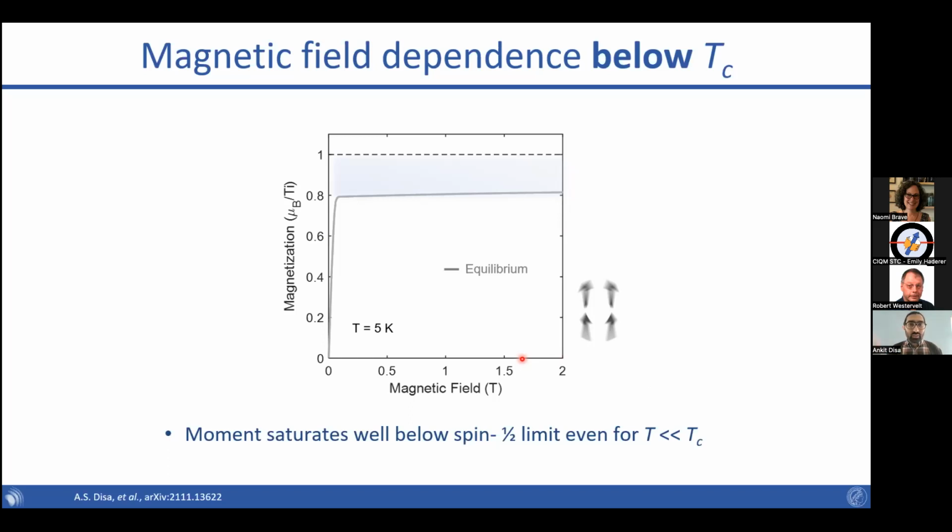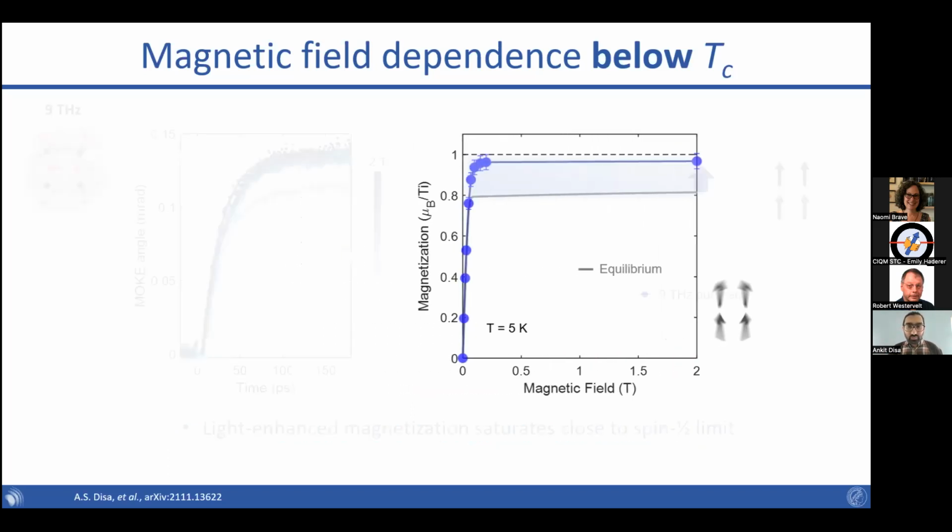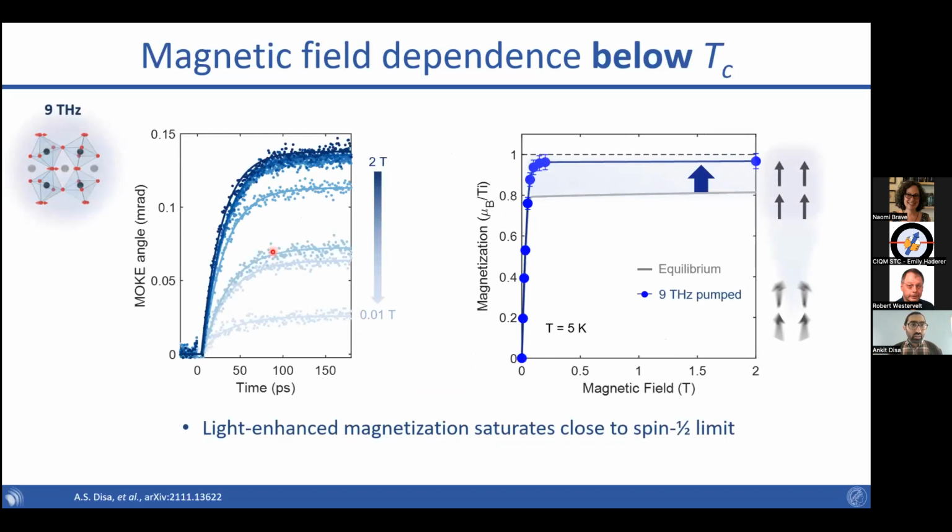Okay, so what happens to this magnetization when we pump the system? Here I showed you that we can enhance the magnetization. So on the left, I'm just showing you raw time-resolved traces in different magnetic fields. We can convert these rotation angles into magnetization. And on the right, in blue, I'm showing you the total magnetization in the pump-induced state at long times. And you can see that this non-equilibrium magnetization now saturates nearly right at that spin 1/2 limit. So this is suggestive that we may be stabilizing this kind of fluctuating order.